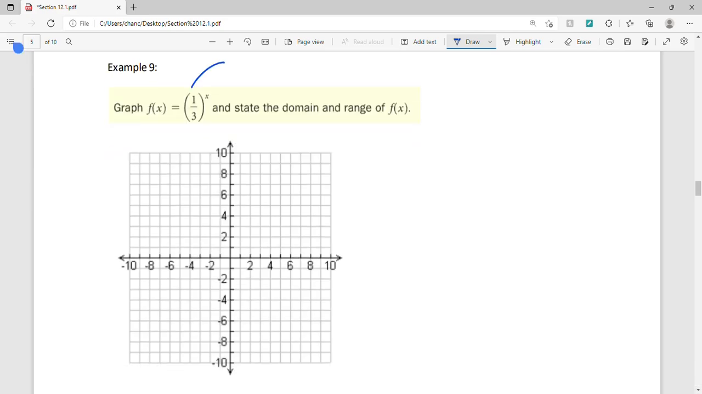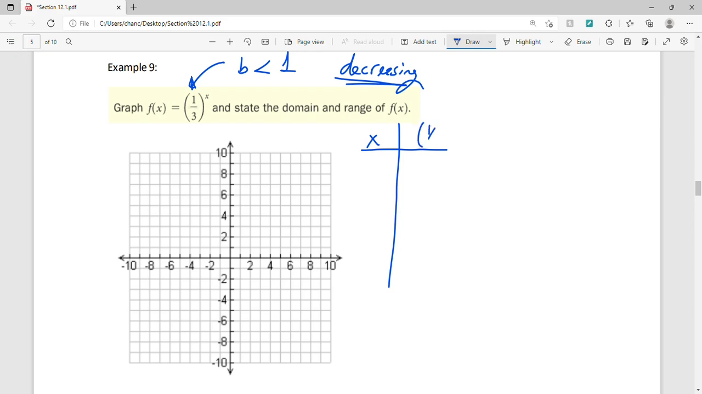In example 9, you have a base here that is less than 1. So this is called a decreasing exponential function. It's going to get smaller as we go to the right. I will start by picking values of x and then substituting it into my function. Let's pick negative 2, negative 1, 0, 1, and 2.